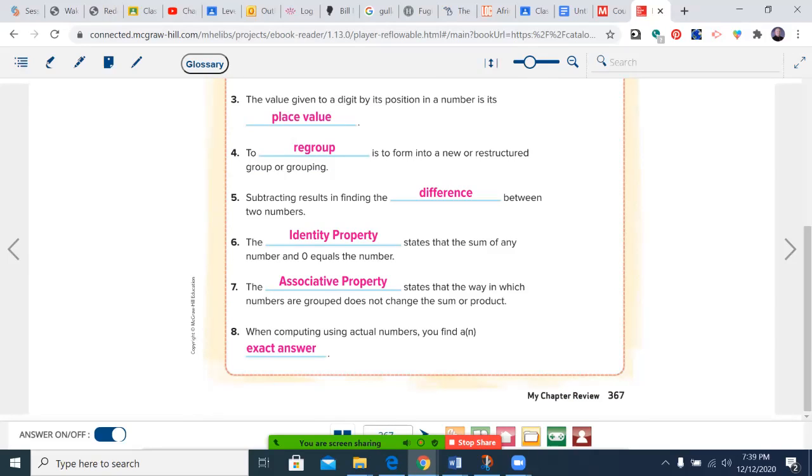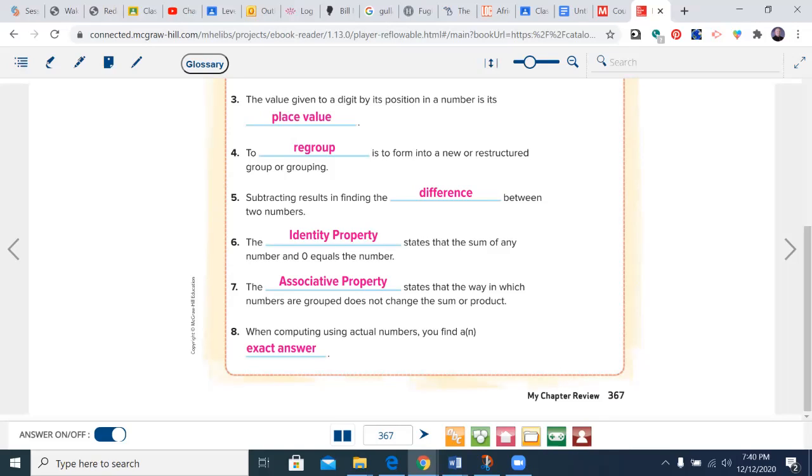Then we have subtracting results and finding the difference. That's the answer to a subtraction problem, where a sum is the answer to an addition problem. Number 6, the identity property states that the sum of any number and 0 equals a number. This is the identity property of addition. The multiplication identity property is different. Number 7, the associative property states that the way in which numbers are grouped does not change the sum or product. And when you're looking at, is it associative, parentheses are your hint in a lot of cases.